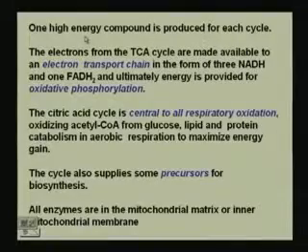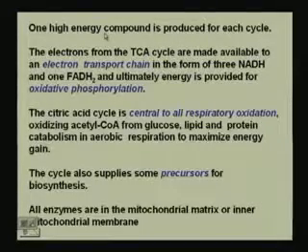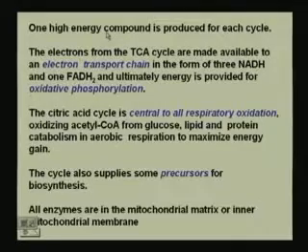Now, these are the key features of the Krebs cycle. We have one high energy compound produced for each cycle. What we mean by a high energy compound is that GTP is formed in this case, a triphosphate bond being formed. Like in glycolysis we had ATP being formed, that is the formation of a high energy compound.